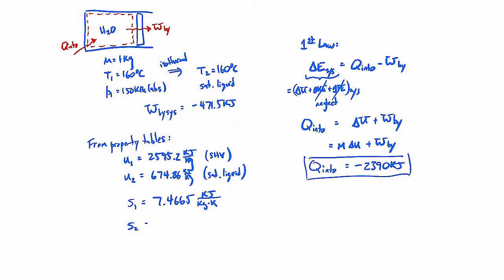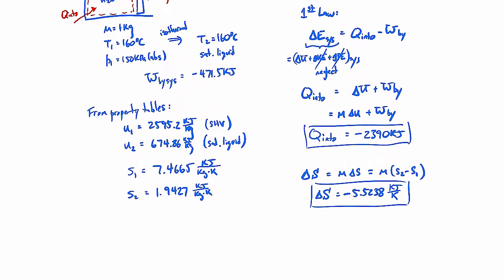And then S2 is the saturated liquid value. Again, from the back of your textbook, I get 1.9427 kilojoules per kilogram Kelvin. Again, these come from the tables. And then if you want to find the change in the entropy, it's just a matter of multiplying the mass times the change in the specific entropy. So it would be S2 minus S1. So we can go ahead and plug the numbers in for that. And what you'll get is delta S comes out to be negative 5.5238 kilojoules per Kelvin.